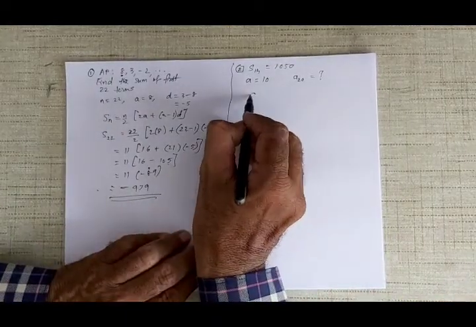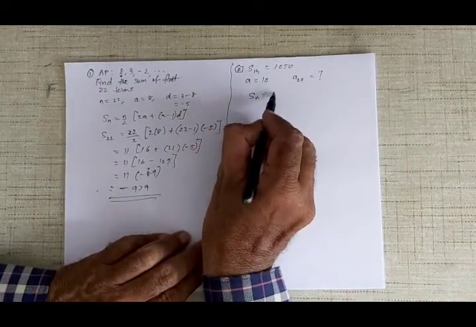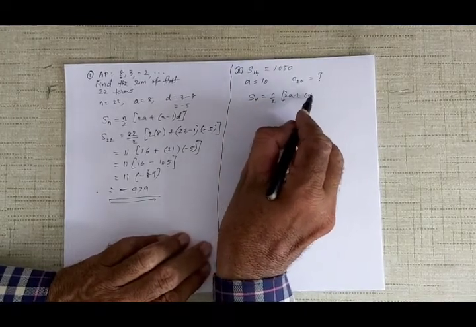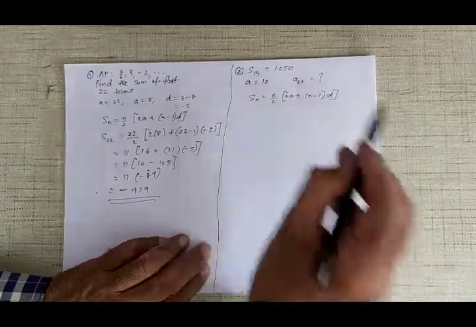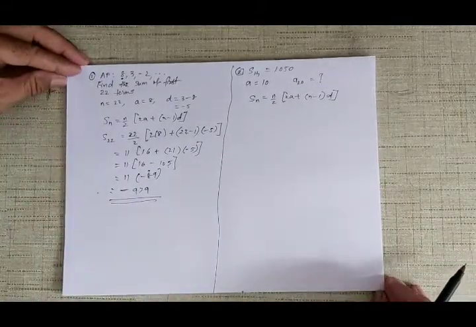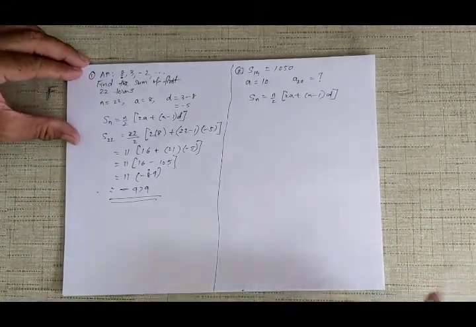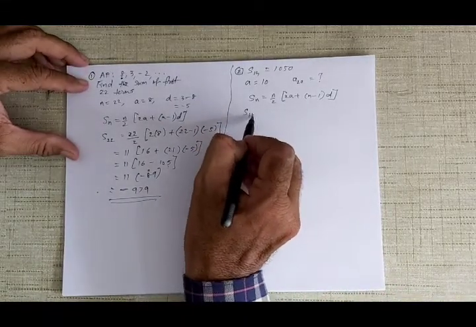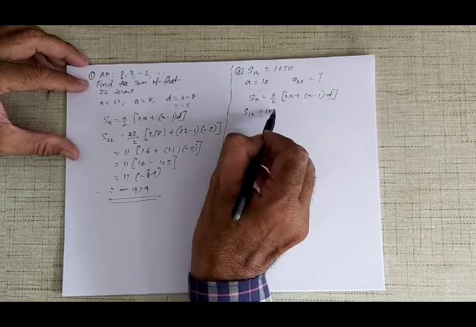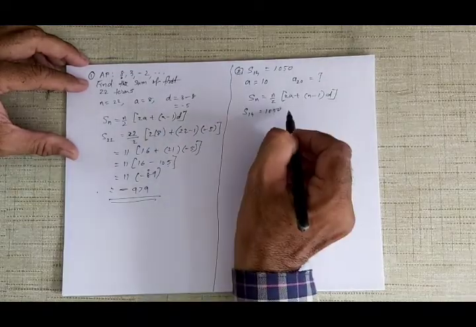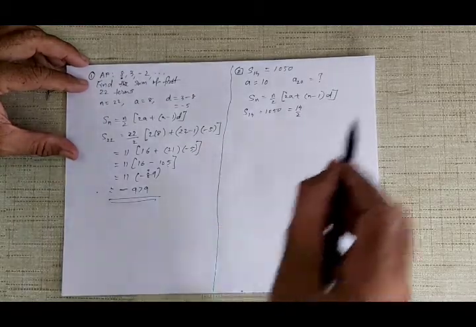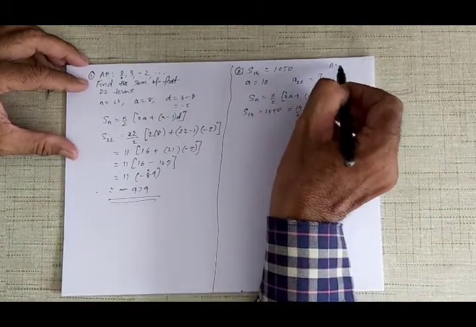So we use the formula S of n is equal to n by 2 into bracket 2a plus n minus 1 into D. Always learn the formula by writing it. I've said it many times, and yet I will tell you again. Now S of 14 is given as 1050, and that is equal to 14 divided by 2, because the value of n is 14. Here n is equal to 14.